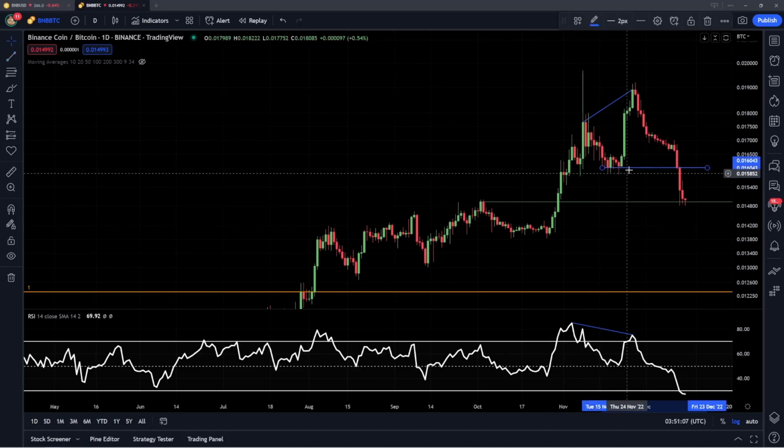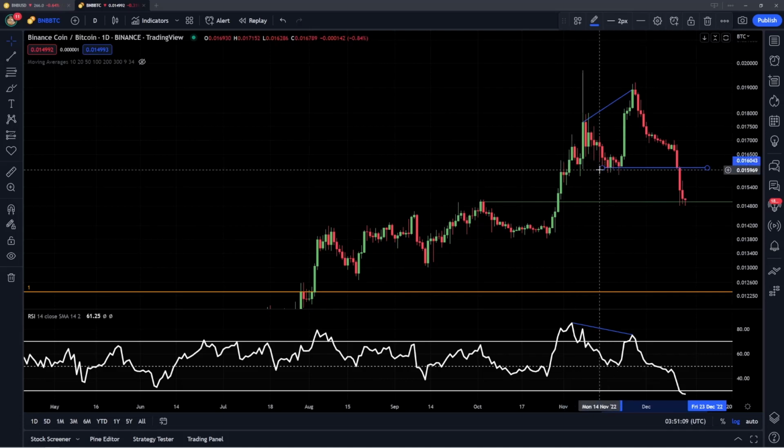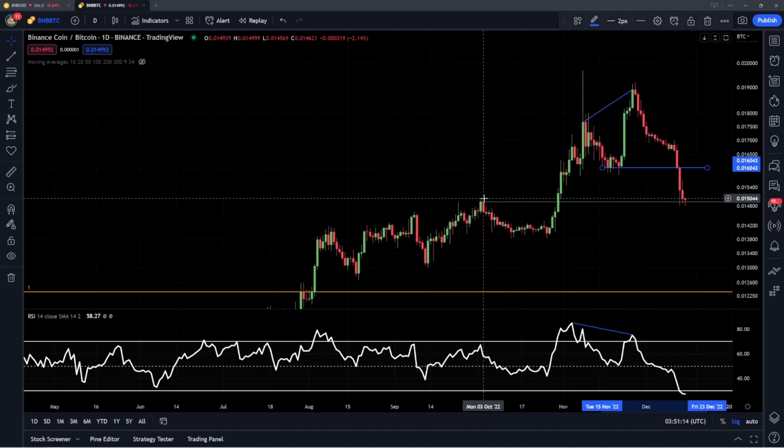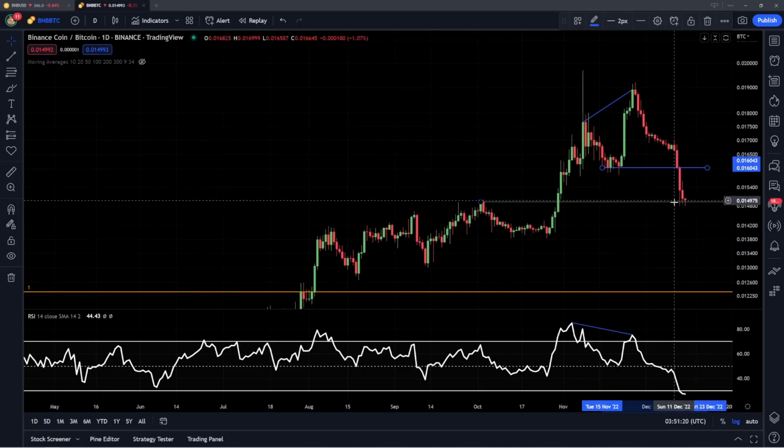That was the November support where we held on multiple attempts. And basically we've made a lower low right now. So we're coming back down to retest the highs of October. And at this point, this is a very key level where we need to see Binance Coin start to reverse, start to make its way back up.